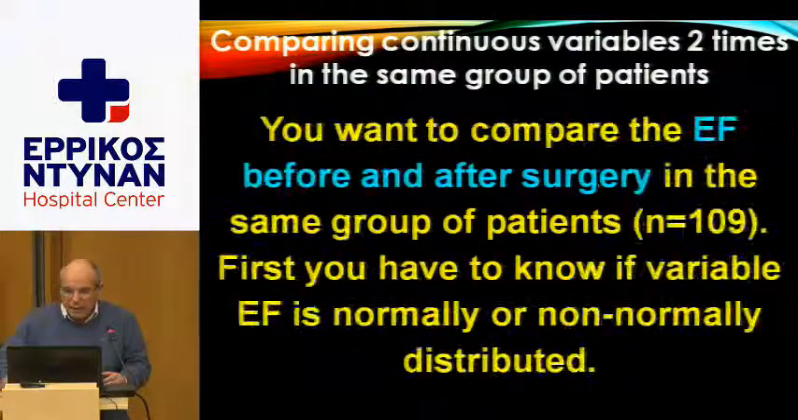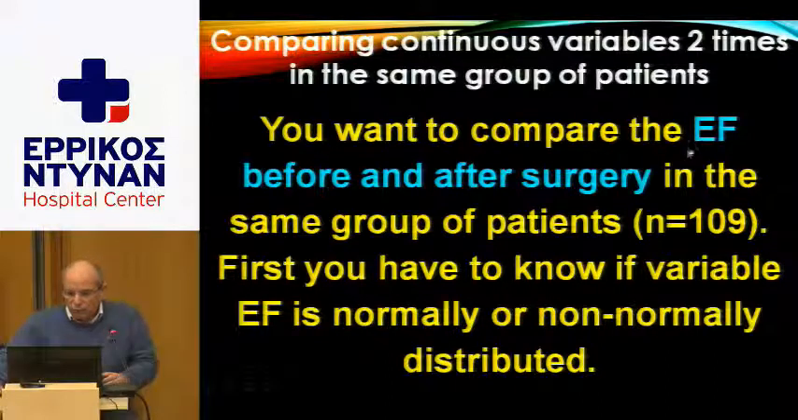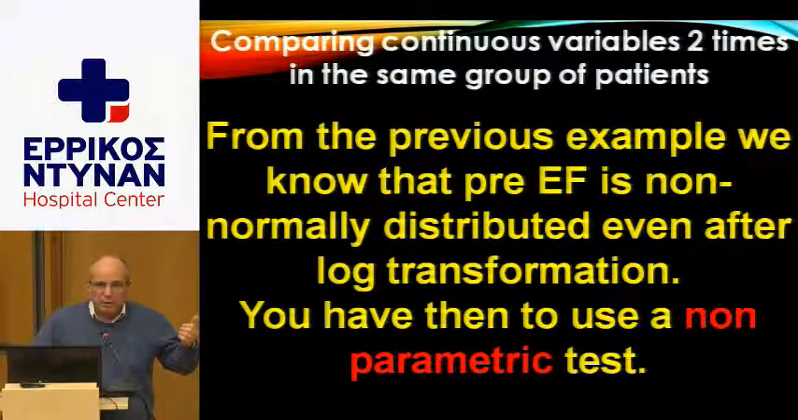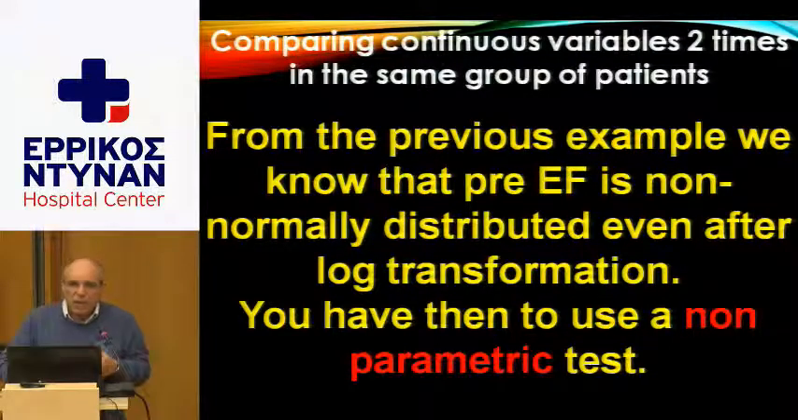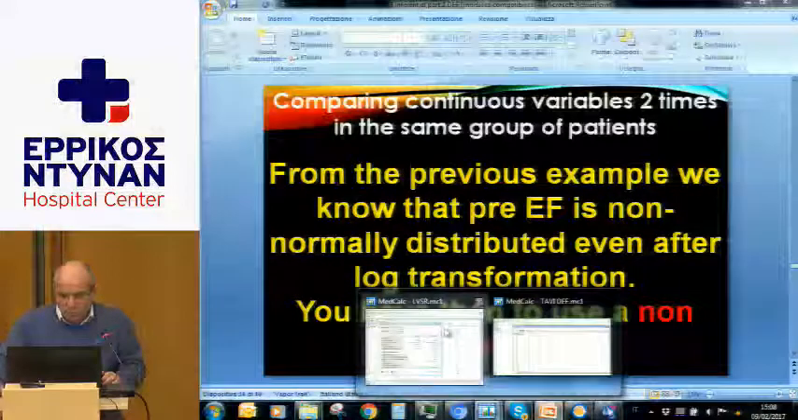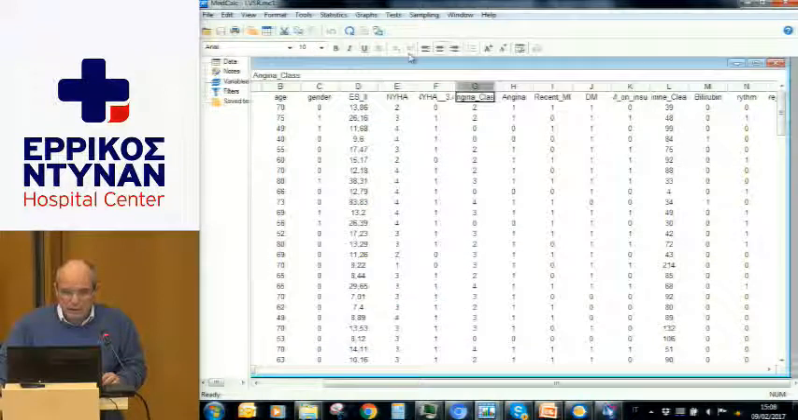Okay. You want to compare the ejection fraction before and after surgery. Now, again, you need to know if the variable ejection fraction is distributed normally or not, but we know before, you remember we did the preoperative ejection fraction, it was not normally distributed. So for this reason, you must use another test.